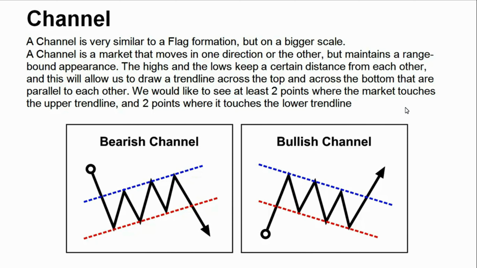A channel is very similar to a flag formation, but it doesn't necessarily need a pole leading into it in order to form, and it comes in a bigger scale. If you see a channel, it looks like a flag, but not necessarily a flag, and it comes in a large form. A channel is a market that moves in one direction and the other, but maintains what we call a range-bound appearance. It can be range-bound bullish, or it can be range-bound bearish. The highs and the lows keep a certain distance from each other.